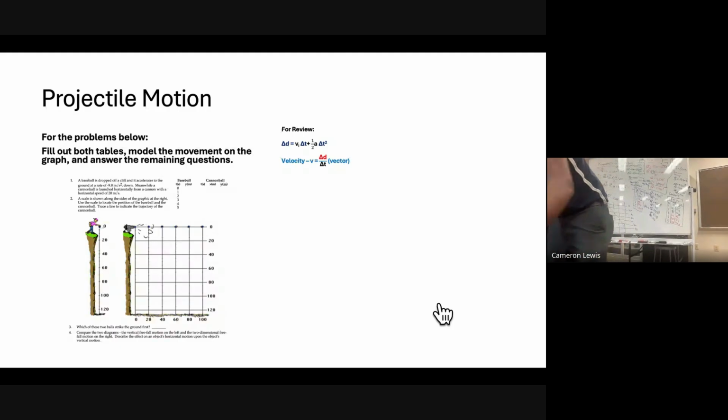So we did all of that right now. When we put it all together, now let's answer a couple questions. Out of these two balls, the cannonball and the baseball, which one do you think will hit the ground first?